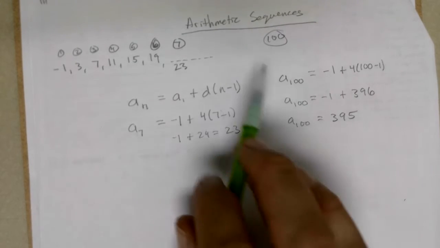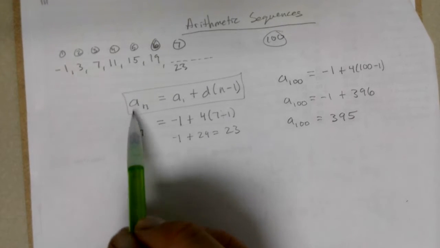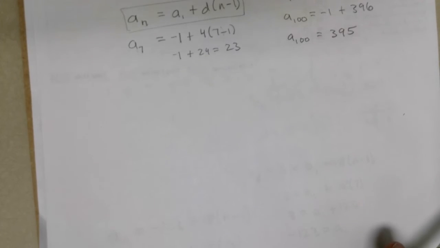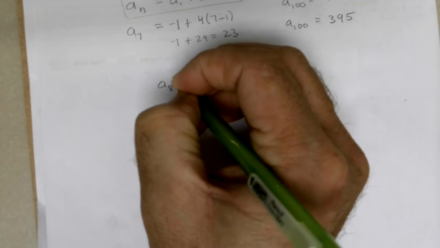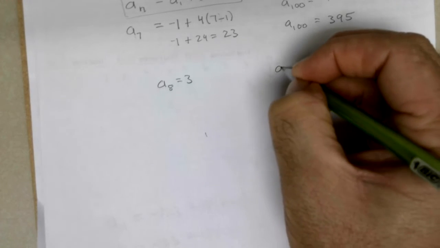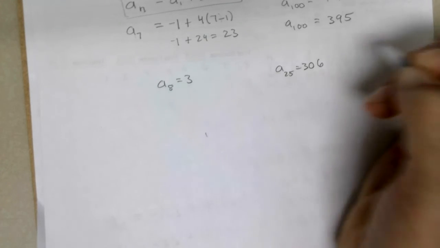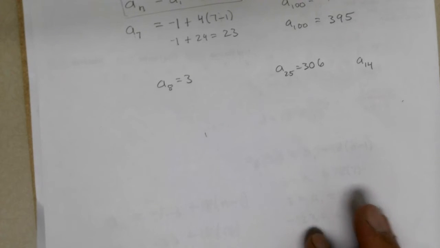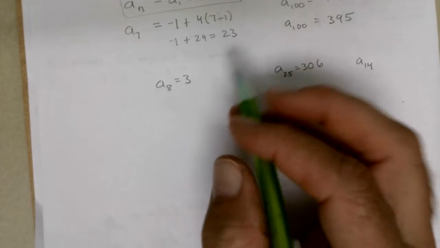So that's just a little bit of an introduction to arithmetic sequences. And you've got to be used to using this piece where, again, this is your first term and that's your difference. So I think the question that was given was that a sub 8 was equal to 3, and a sub 25 is equal to 309, and what is a sub 14? Well, this is a little challenging because we're missing some pieces here, but we'll figure it out. And the first thing we want to find is our difference.